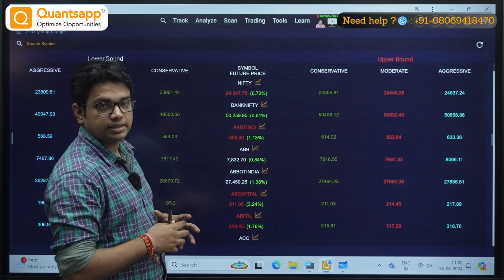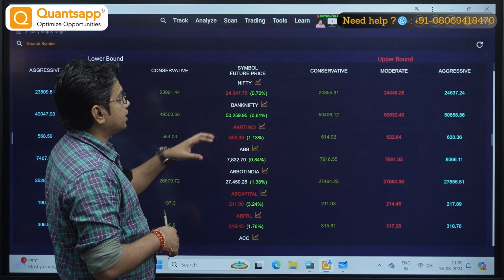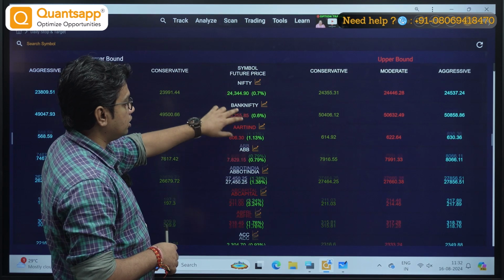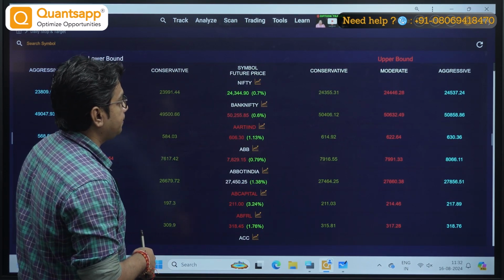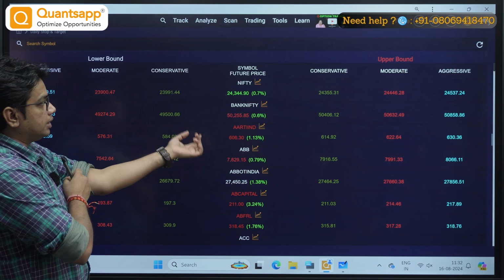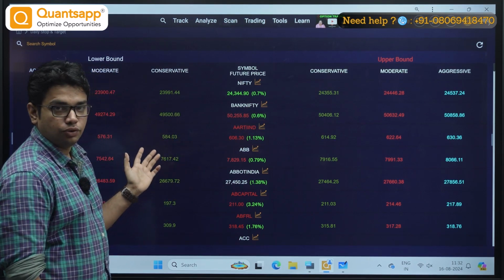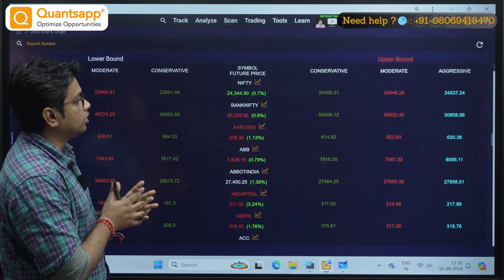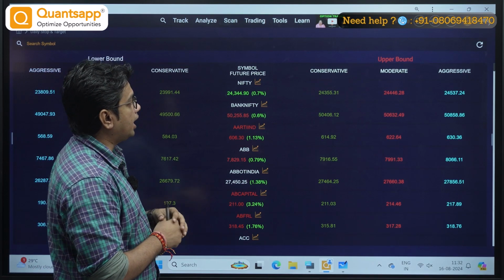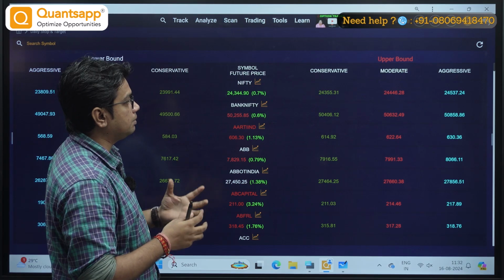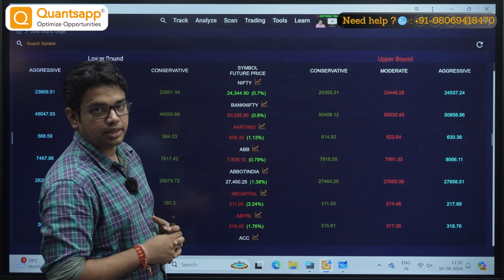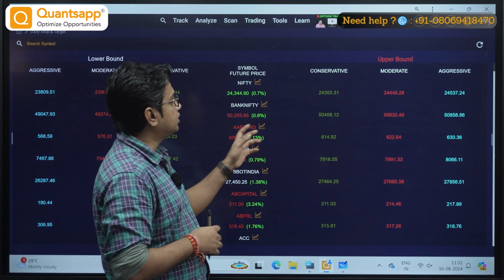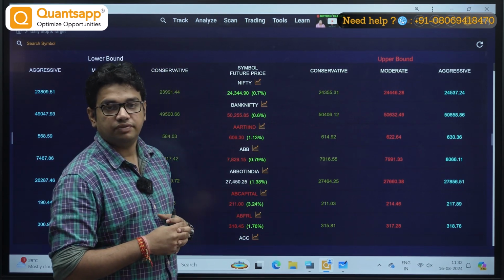Whether it is indices or stocks. So you can see this is a symbol, and along with the future price, all the stocks are mentioned over here. Now here the data is about upper bound and lower bound. So let's just say I am bullish. I am going with the Nifty. So if I am buying Nifty, what will be my first, second and third target according to my risk? If I am a conservative trader, my first target will be 24,355.